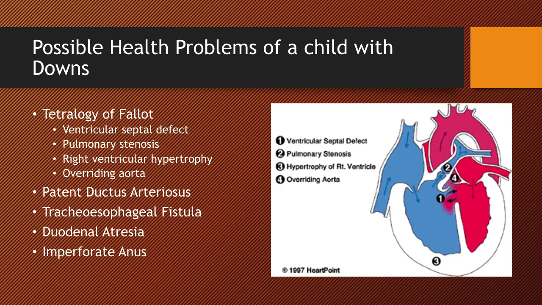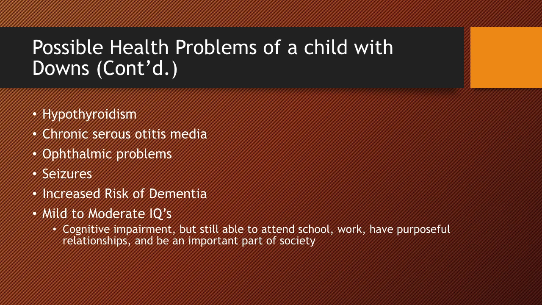Possible health problems of a child with Down syndrome include the tetralogy of Fallot, which is a ventricular septal defect, pulmonary stenosis, right ventricular hypertrophy, and an overriding aorta, patent ductus arteriosus, tracheoesophageal fistula, duodenal atresia, and an imperforate anus. Hypothyroidism, chronic serous otitis media, ophthalmic problems, seizures, increased risk of dementia, and mild to moderate IQs.